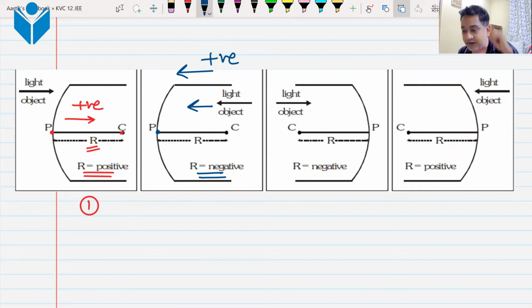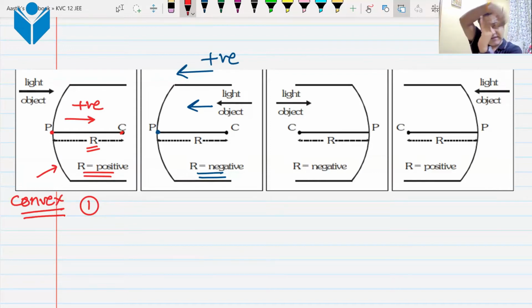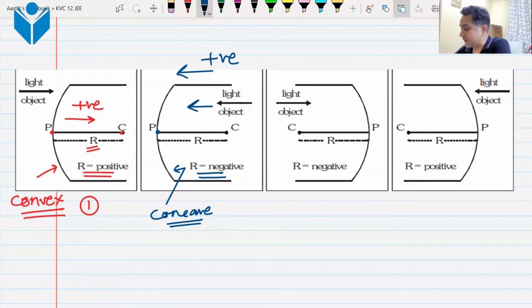Normally, for a convex surface, the radius of curvature is positive. For a concave surface, the radius of curvature is negative. As you can see here, light is coming from here, so this is a convex surface. Are you getting my point? This surface, when light is coming from this side, is convex, but the same surface, when light is coming from this side, is a concave surface. So the same surface becomes concave or convex.